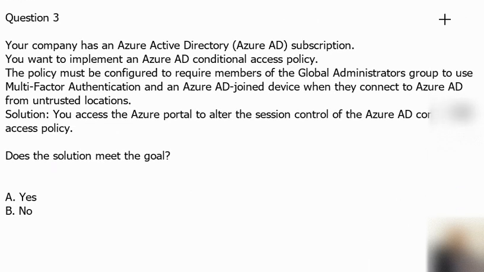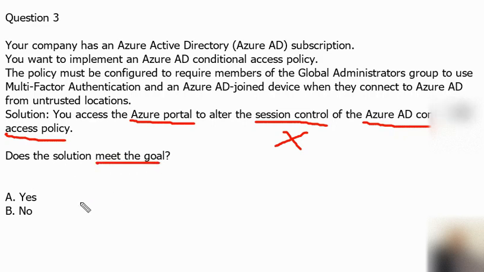This is the same question as the previous one, but this time the solution is different. We'll go to the Azure portal, that's correct. Alter the session control, that is incorrect, of Azure AD conditional access policy, that is correct. So does that meet the goal? No, definitely not, because the session control is not the correct place to implement MFA. Let's move to the next question.